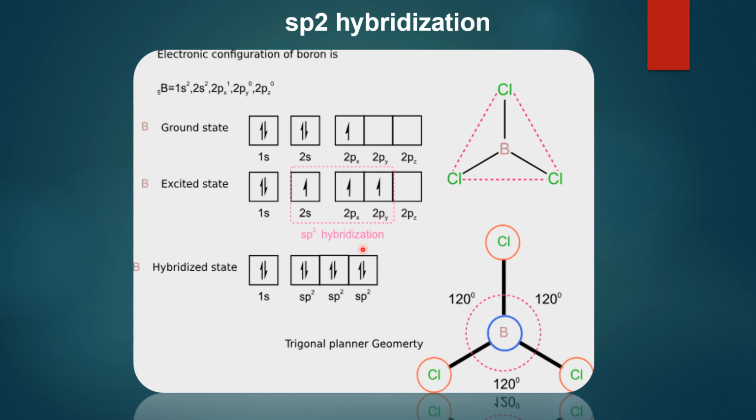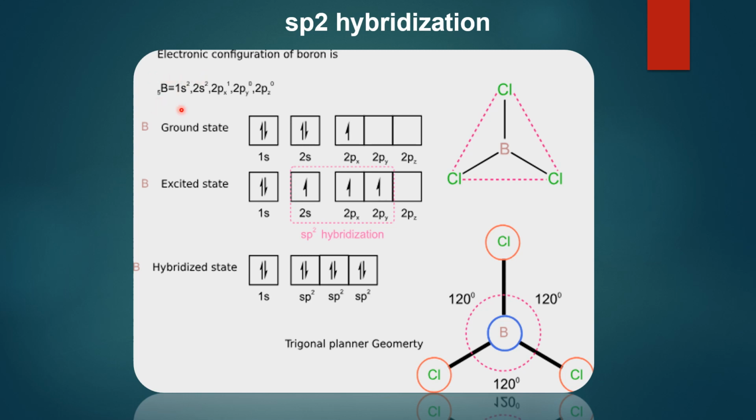The boron trichloride molecule has the formula BCl3. In BCl3, the central atom is the boron atom surrounded by 3 chlorine atoms, which make an angle of 120 degrees. The shape of BCl3 is trigonal planar geometry, or planar triangular. The atomic number of boron, we know, is 5, and its electronic configuration is 1s2, 2s2, 2px1, 2py0, 2pz0.